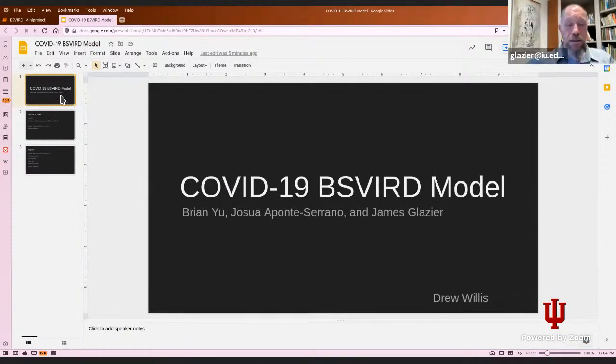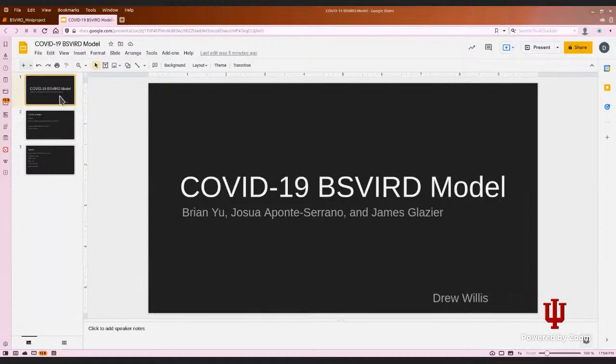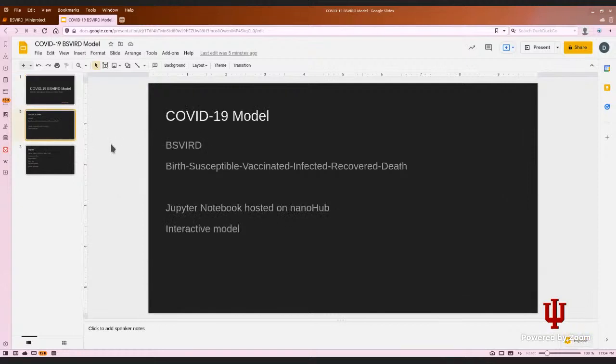All right. So the model I took a look at from last year was the COVID-19 BSV IRD model. Basically the model is sort of like the SVIR models that we did in the homeworks, but it incorporates birth and death. There's one pathway for birth that leads to susceptible, but there are multiple pathways for death. Also, it's a Jupyter notebook on NanoPub and has some interactive stuff that you can do.